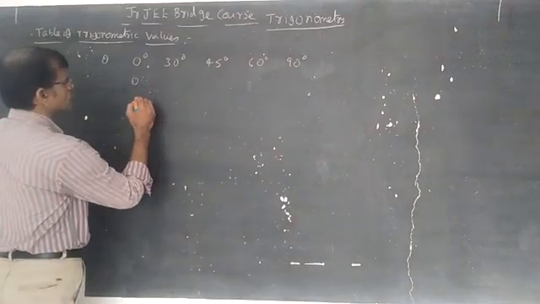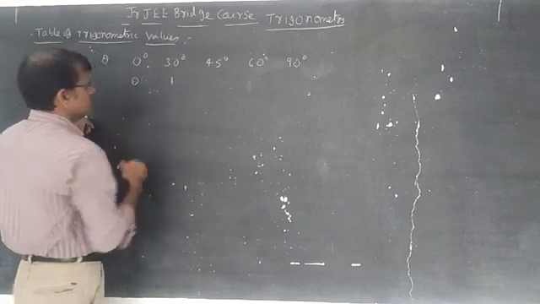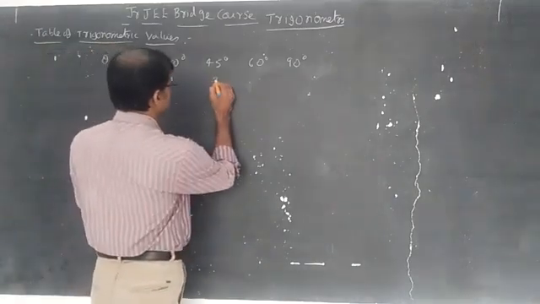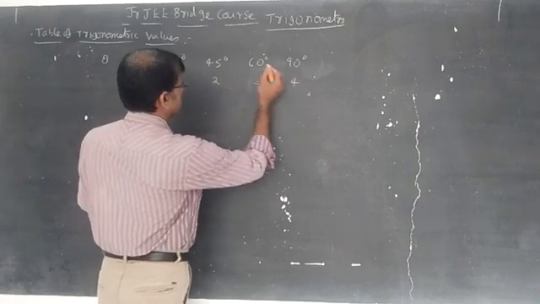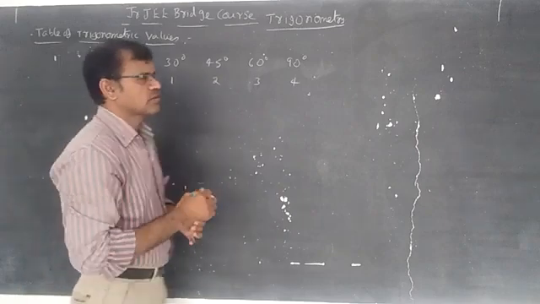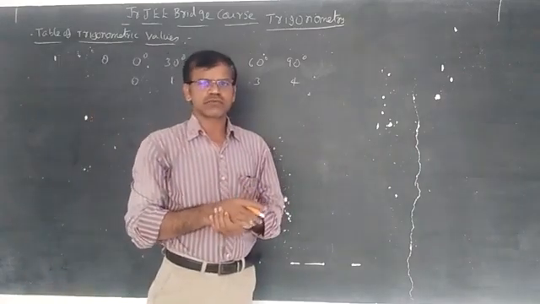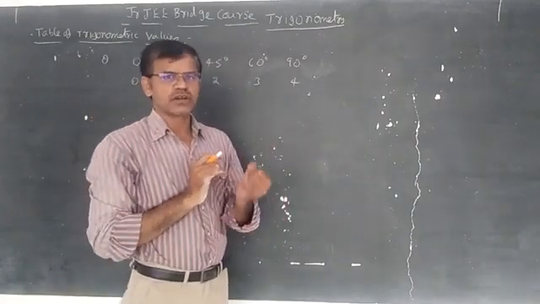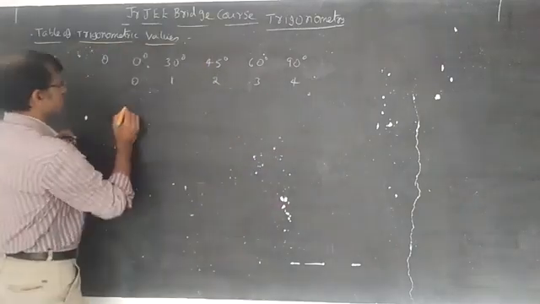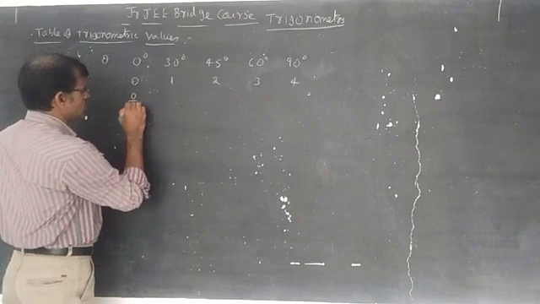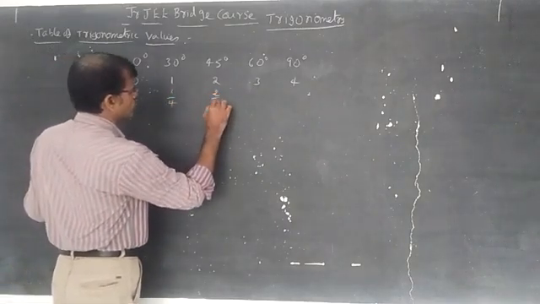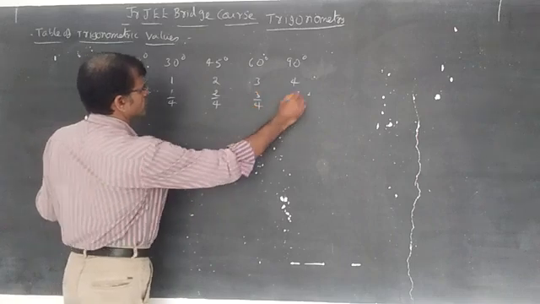Let us see how to remember the table. Simply, I am going to discuss a shortcut. Write the numbers 0, 1, 2, 3, 4. Remember that the coordinate system has 4 equal parts: quadrant 1, quadrant 2, quadrant 3, quadrant 4. Remember the number 4. Simply divide all the numbers by 4: 0 by 4, 1 by 4, 2 by 4, 3 by 4, 4 by 4, like that you write.